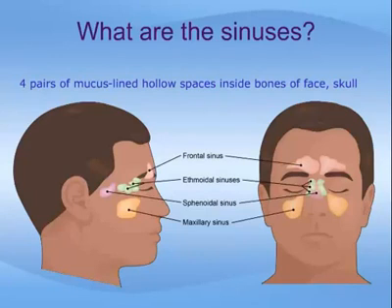The paranasal sinuses, or sinuses for short, are the four pairs of mucus-lined hollow spaces inside the bones of the face and skull. They are located on either side of the nose, the maxillary sinuses, in between the eyes, the ethmoid sinuses, behind the eyes, the sphenoid sinuses, and in the forehead, the frontal sinuses.